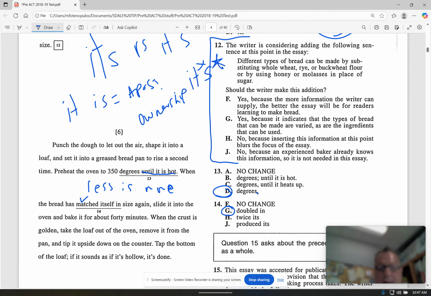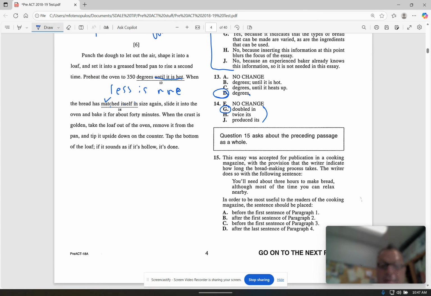Doubled in size. And again, notice 3 words, 1, 2, 3, being replaced by 2. So again, less is more. And then finally, we got this last one, 15.